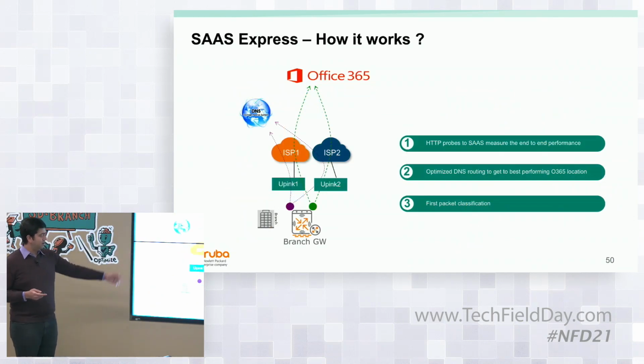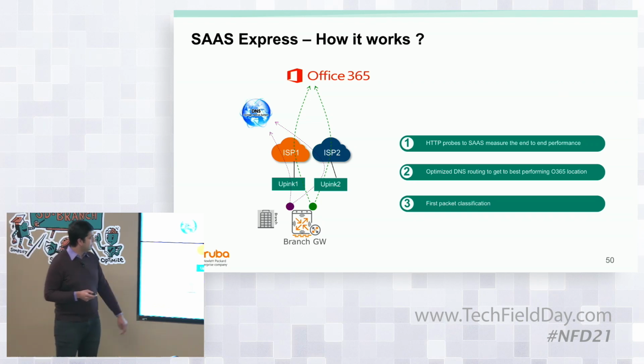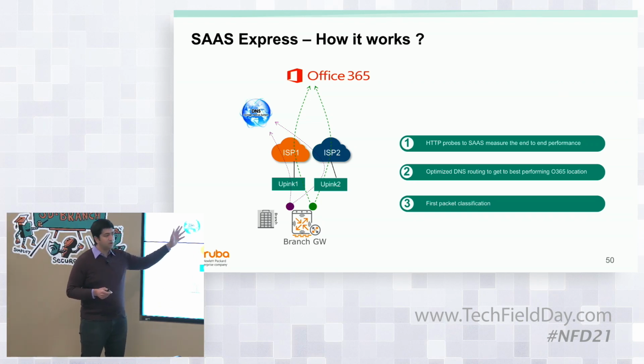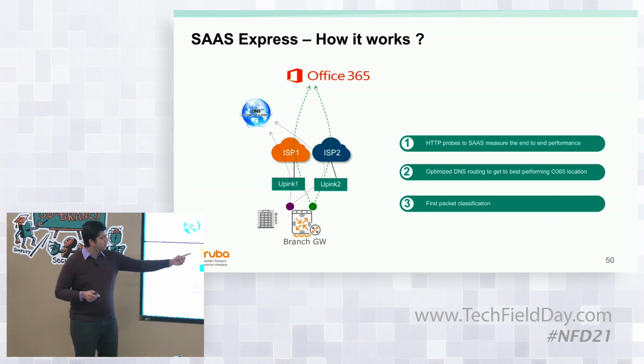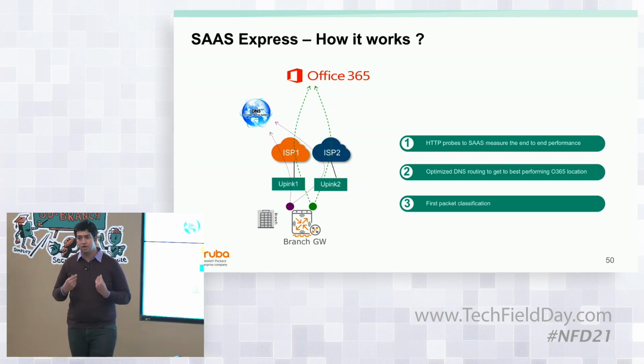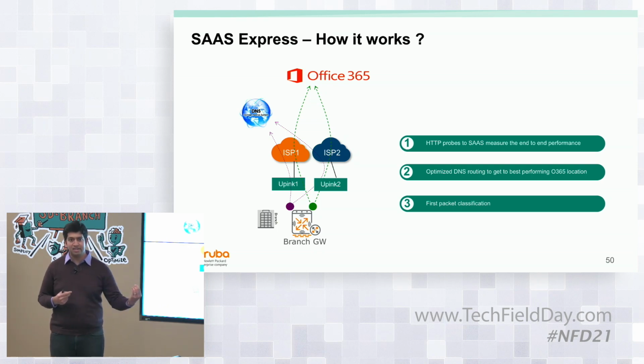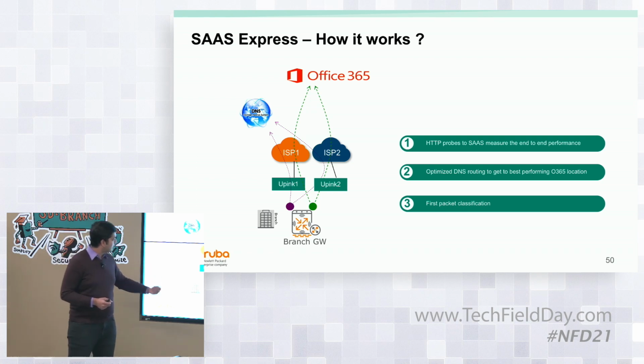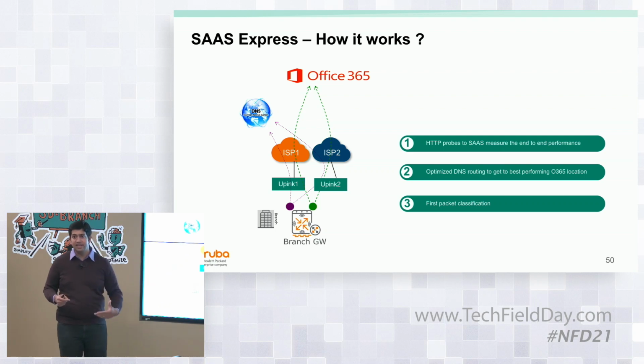This is an example of an Office 365. So we have two paths here, and both providers have their own DNS service. So first thing we do is HTTP probes to Office 365 front door locations. They actually are hosting a probing endpoint for SD-WAN providers, which we are leveraging, and we are partnering with them as well. That way, we get the best metrics from each of the branch locations, and we optimize the DNS routing as well when the client DNS comes up.